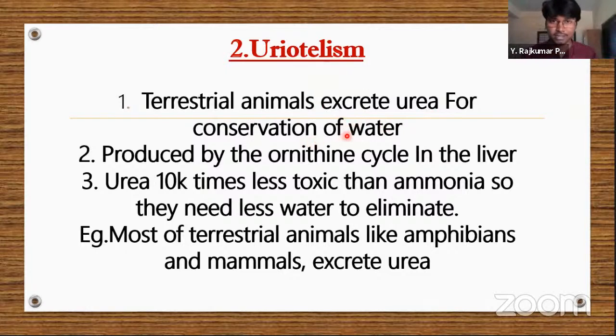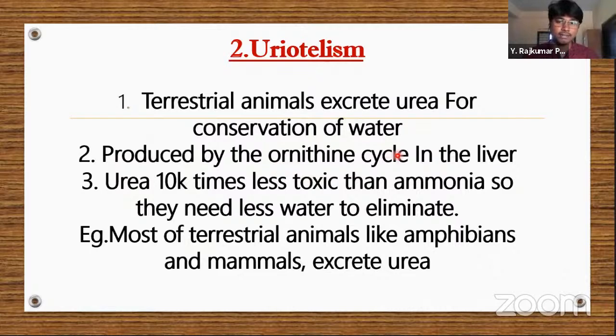Just now I said, to eliminate ammonia, we require a lot of water. The animals which live on the land have comparatively less water available. That's why they convert this ammonia into urea and eliminate it. So here they are conserving water, they are saving the water, isn't it? It is produced by the ornithine cycle in the liver.